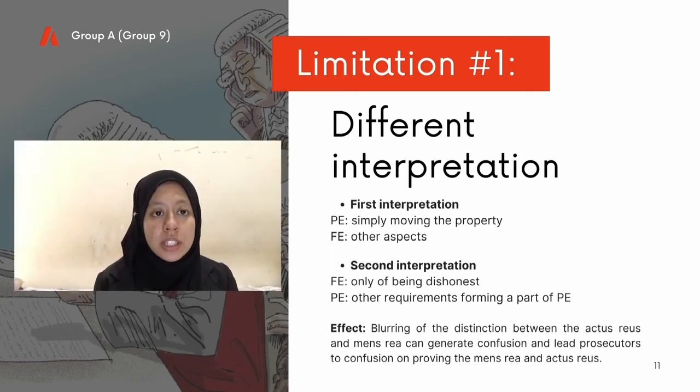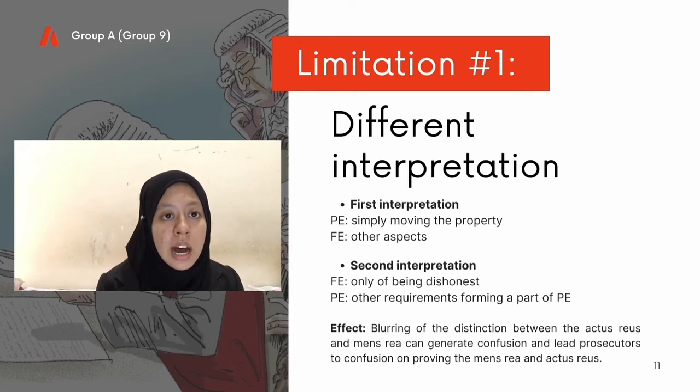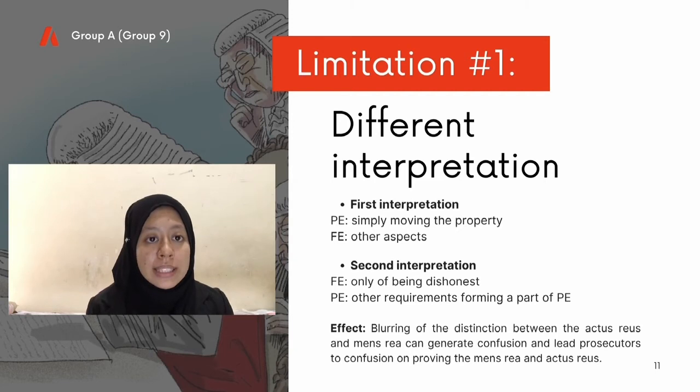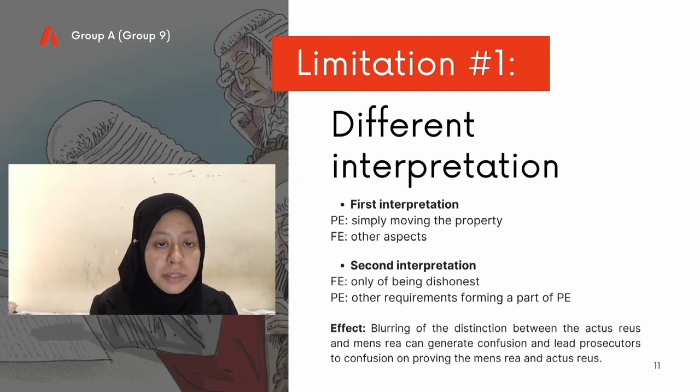The first limitation is different interpretations on the definitions of theft provisions. The primary interpretation denotes that the physical element of theft only involves the moving of the property, and the fault element of the theft offence is that the accused dishonestly intends to take property out of a person's possession without that person's consent. Meanwhile, the second interpretation is different from the first, where the fault element consists only of being dishonest and other requirements form part of the physical elements.